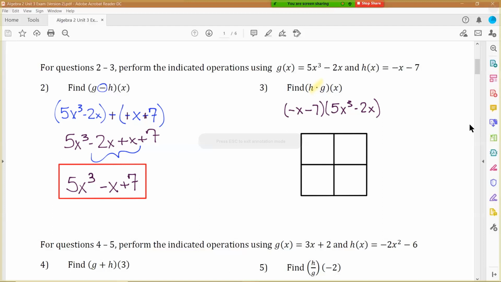So when I box them, I'm going to take negative x minus 7. I'm just going to write it across the top. 5x to the third minus 2x on the side. Then we're just going to multiply corresponding boxes. You know the drill. Negative 5x to the fourth. Negative 35x to the third. 2x squared and 14x.